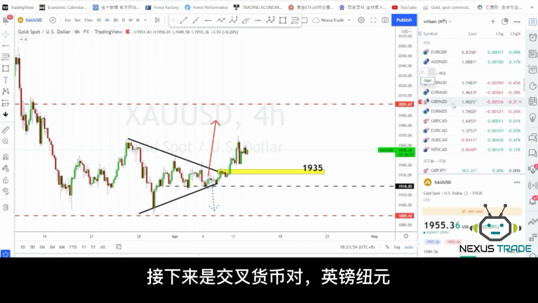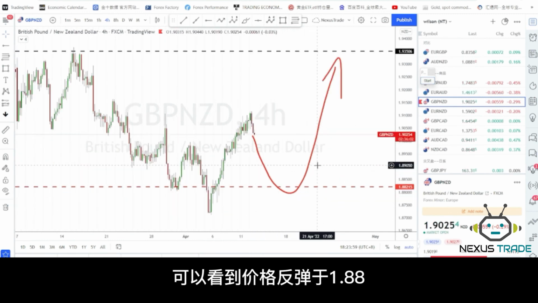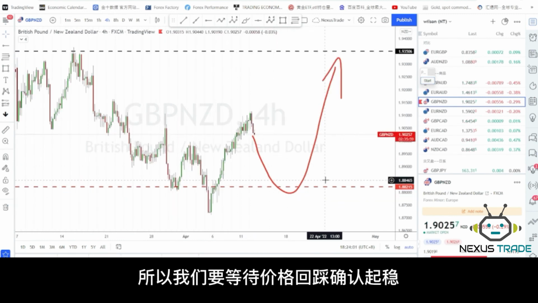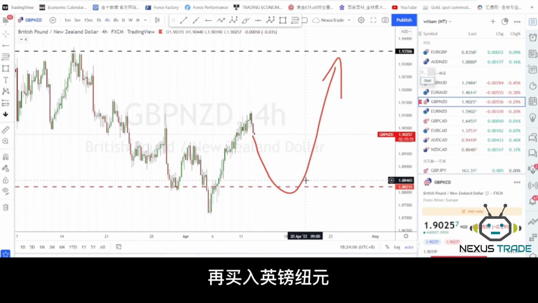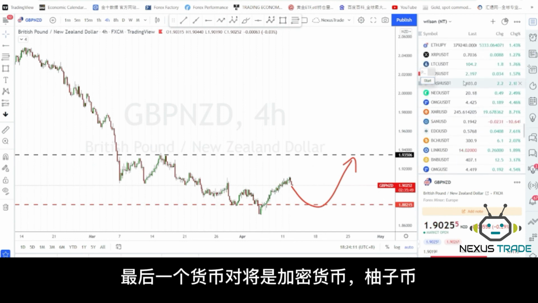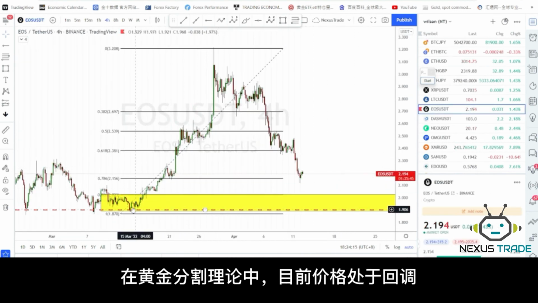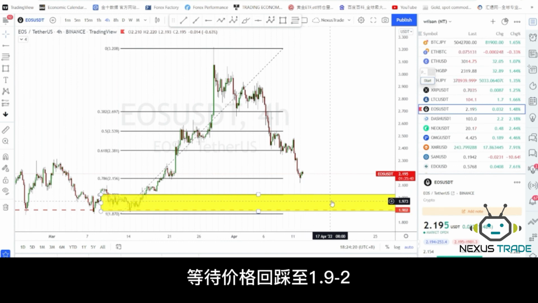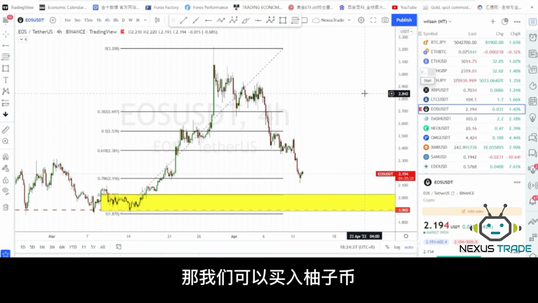Then for the cross pairing GBP NZD, we can see that the price rebounded from 1.88, so we should wait for the confluence and double confirm 1.88 is a solid base, then we can continue to buy GBP NZD. Then the last pairing will be the cryptocurrency EOS. With Fibonacci theory, the price is currently pulling back, so we should wait for the price to reach 1.922. If the price stands firmly over here, then we can continue to buy EOS.